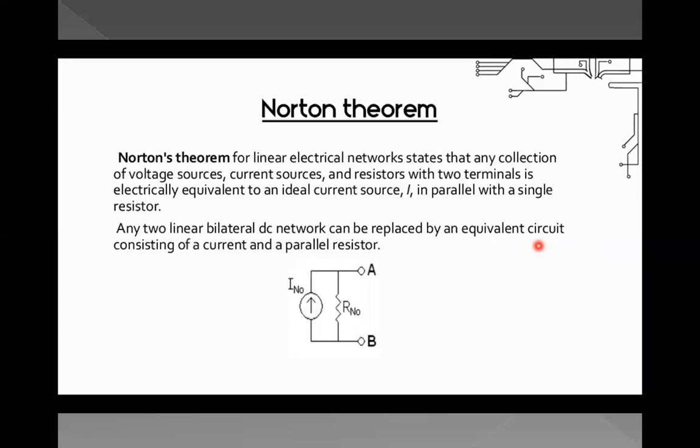Whereas in Norton's, any linear network can be replaced by an equivalent circuit consisting of a current source in parallel with a resistance. In the case of Thevenin's, we took ETH in series with ZTH. Whereas in the case of Norton's theorem, any linear network can be replaced with a single current source in parallel with a single resistor. As those were defined as ETH and ZTH, here we will say IN and RN. This is how the equivalent Norton network looks for any linear network circuit.